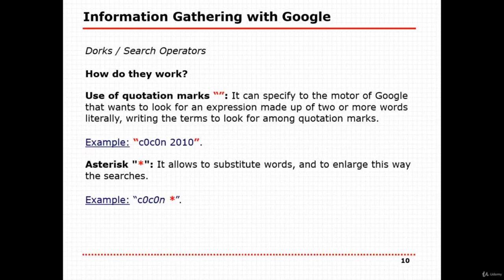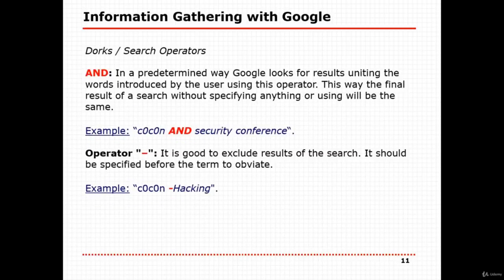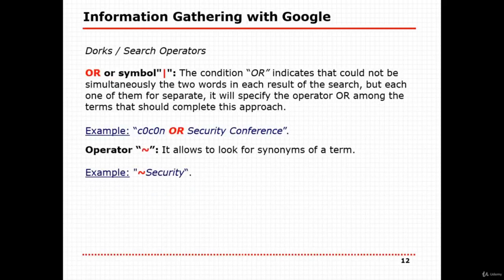The quotation mark. You put a certain keyword in quotation marks to search for it literally. For example, you have a coupon 2010, right? The asterisk is a wildcard for all sorts of words, so you can use it this way to search. For example, coupon and security components, coupon hacking. So these are all some basic operators you can search with.